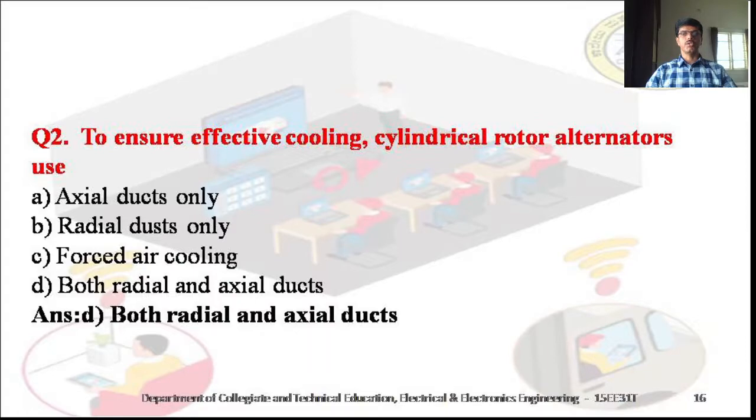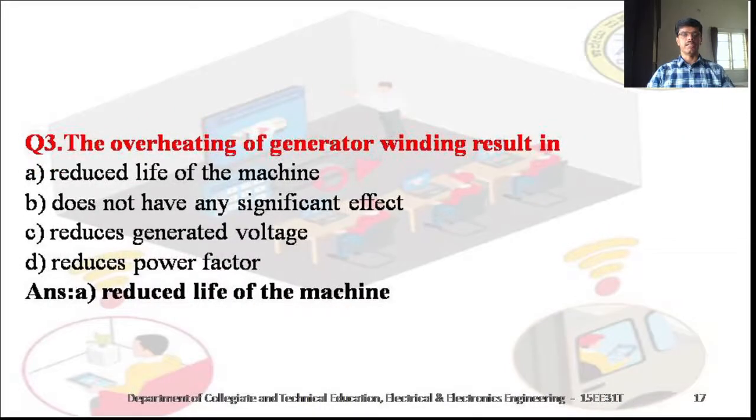So in order to ensure effective cooling, a cylindrical rotor alternator uses: axial ducts only, radial ducts only, forced air cooling, or both radial and axial ducts. So in this case, in order to make cooling effective on the outer periphery of the rotor, a number of points will be provided in order to circulate the air. So in the case of a cylindrical type of rotor, they can use both axial ducts as well as radial ducts in order to get an effective cooling system.